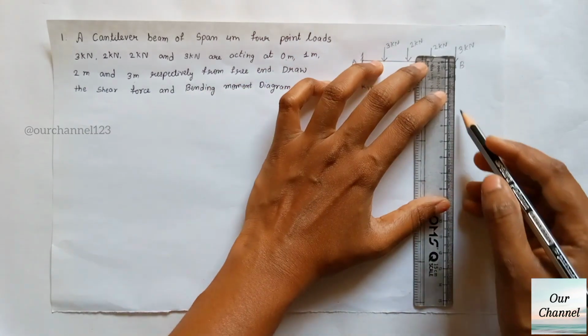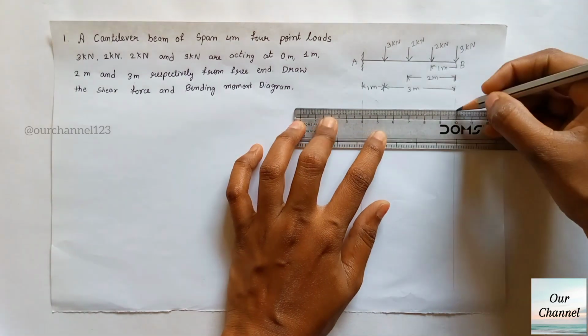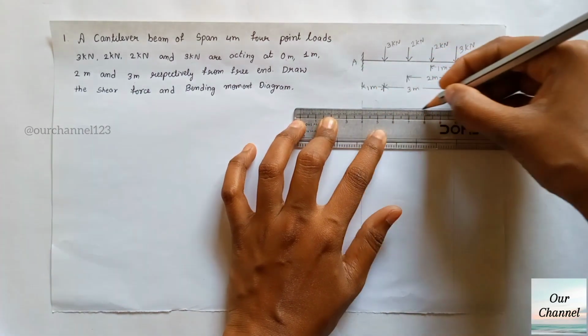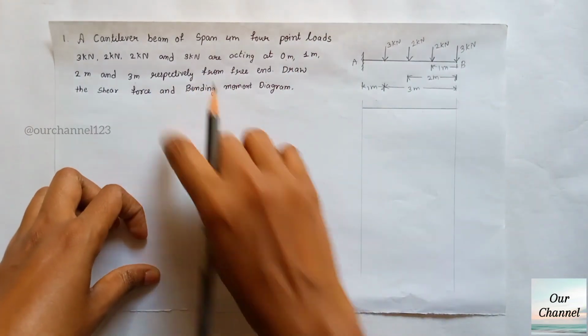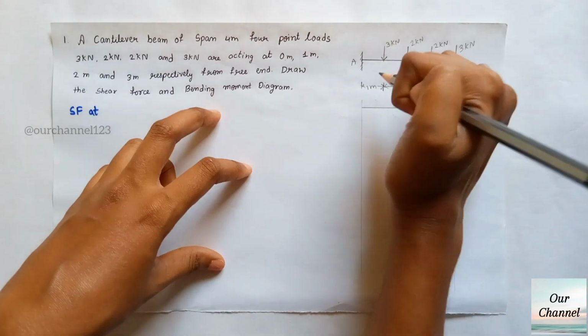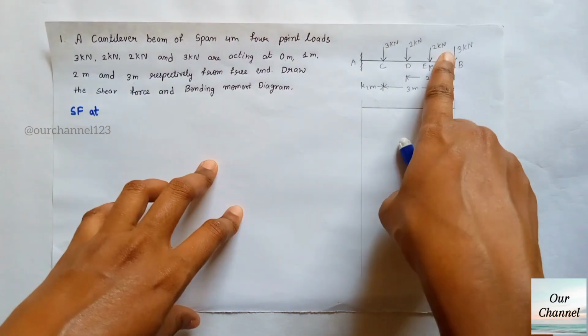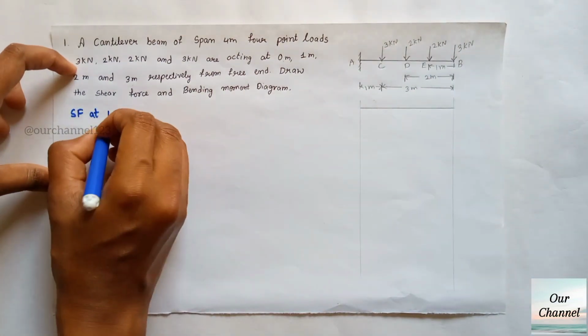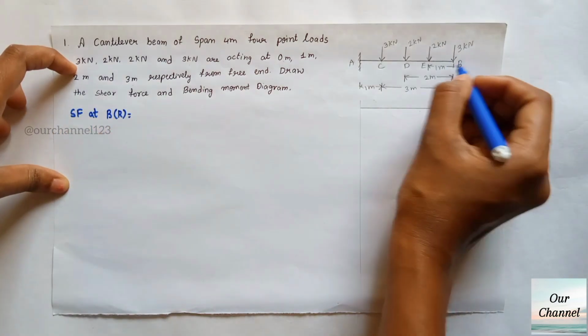Draw light lines as shown. Draw a horizontal line for the shear force diagram. Let us calculate shear force at each point. We can find the shear force easily if we consider the right side and left side of the point load. First, let us find the shear force at point B and towards the right side. There is no point load towards the right side, so the shear force will become 0.